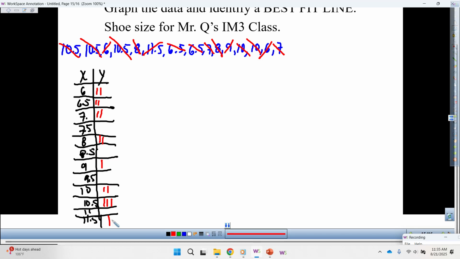So now that I have all my data in a table, now I can model it. Here it goes.